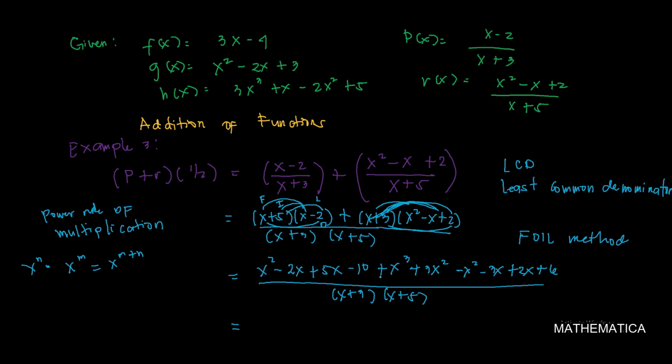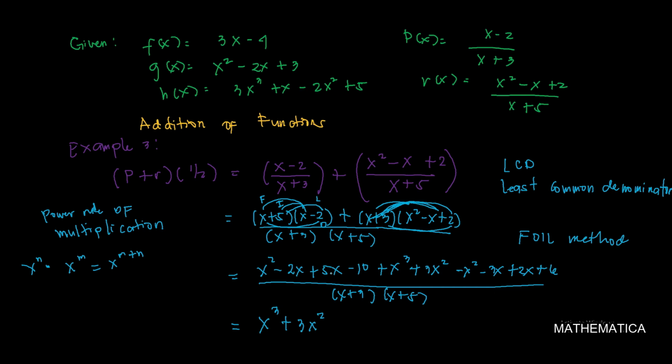So, unahin natin yung may pinakamataas na exponent. So, we have x cubed. So, isa lang naman yung may cube natin. So, x cubed. And then, meron tayong x squared plus 3x squared. So, we're gonna have 4x squared. So, 4x squared minus x squared. So, we're gonna get positive 3x squared.